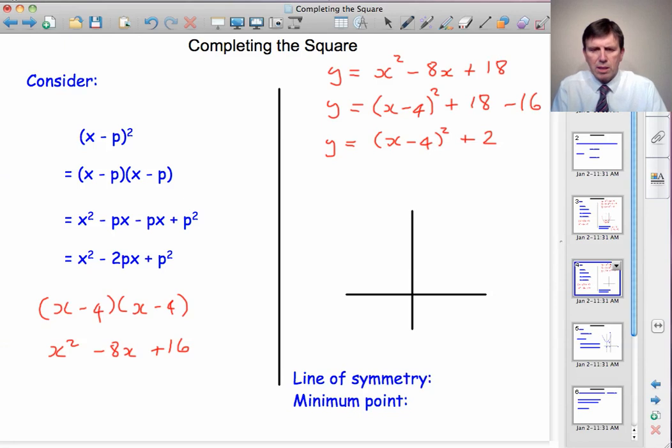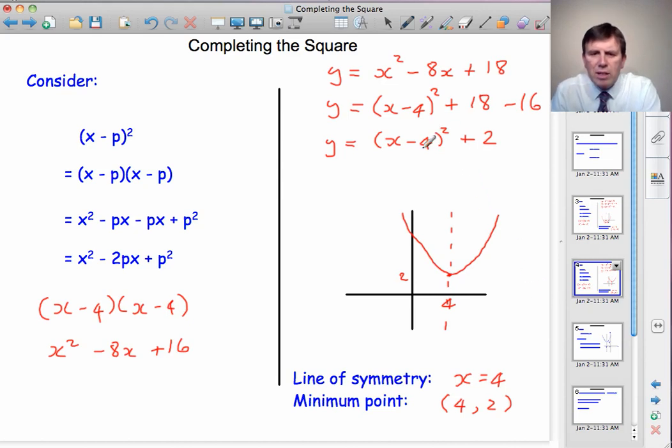So let's get that drawn in. Line of symmetry is at x equals 4, and the minimum point is when x is 4 and y is 2. So we can identify a line of symmetry here when x is 4 and a minimum point here when y is 2, and the graph looks something like that.